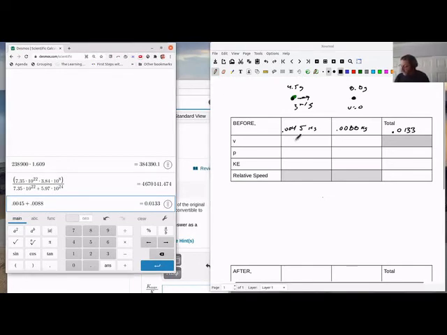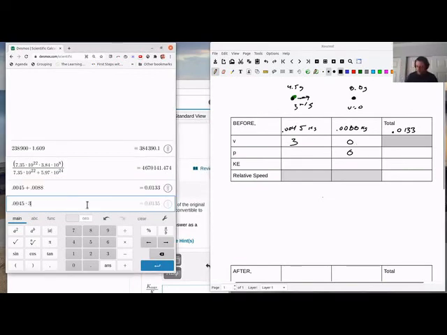So the velocity is 3 and 0, which means that the momentum here is 0 because it's not moving. And this one is 0.0045 times 3, 0.0135. And probably should write our units here. Kilogram meters per second, joules. So the relative speed is 3 meters per second.